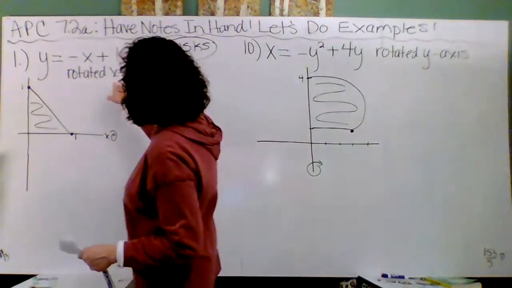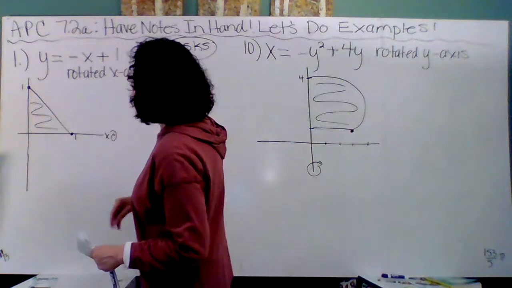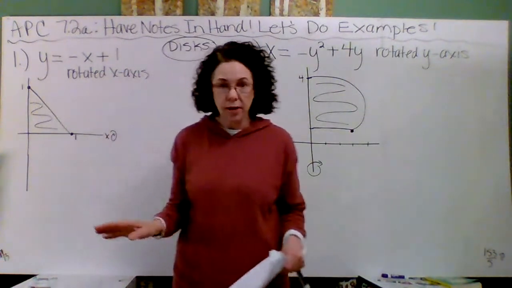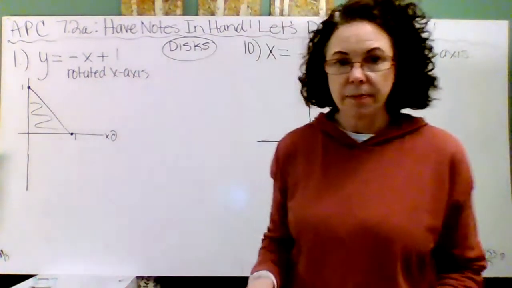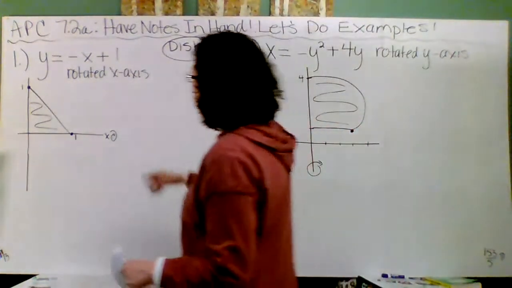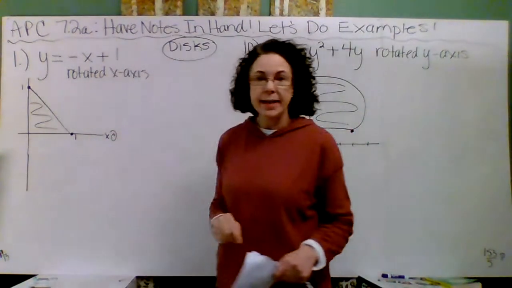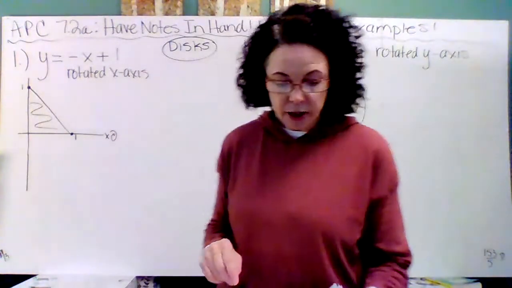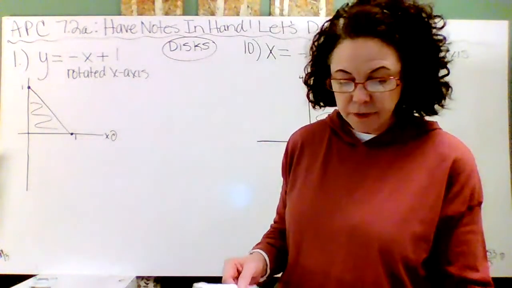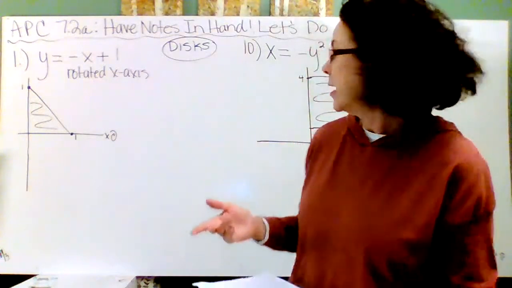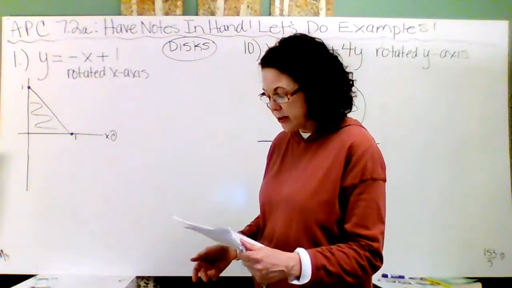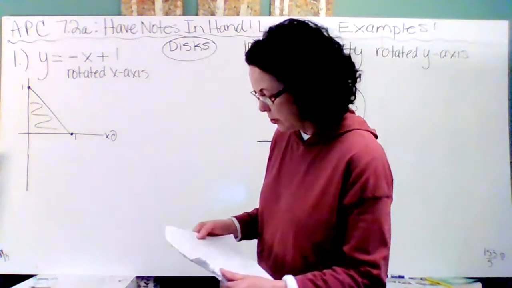y equals negative x plus 1. Of course, we could have done that very well ourselves. We could have drawn that region. And they would like to rotate this region around the x-axis. And so in your notes, it says, first of all, draw the area and shade it. That was already done for us. Show the axis of revolution.